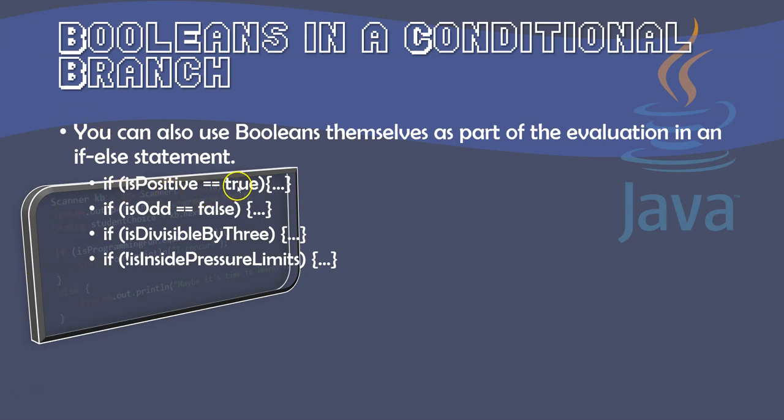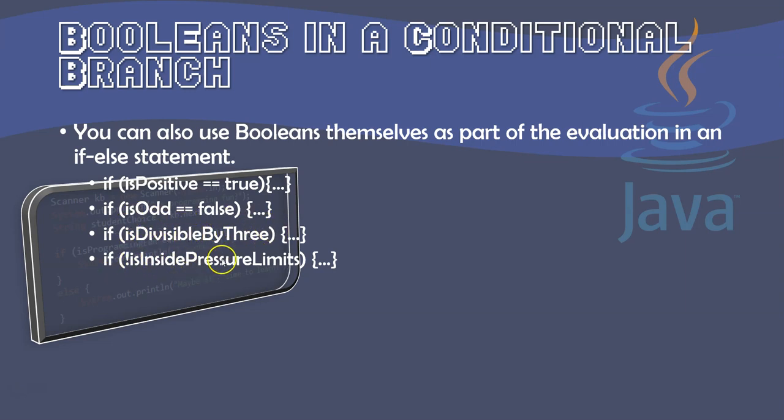If is positive equals true. We have if is odd equals false. So you can explicitly test if something is true or if something is false. We can, of course, also say something like is divisible by 3. So remember, the Boolean is going to have a true-false value, so it would evaluate this here to see if this is true or false.